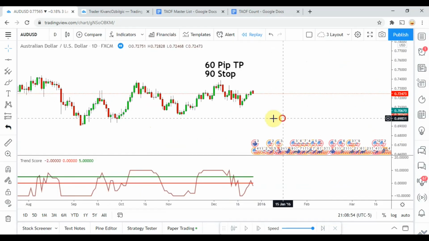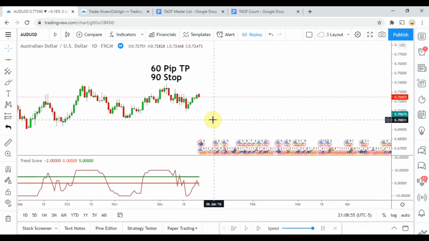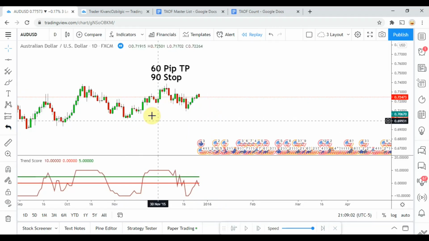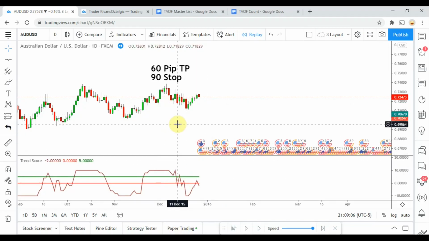So extremely useful. If you're looking for a demo trading account, paper trading account, and you want to know how to open one of those, you just sign up for TradingView, and it comes with that as an add-on for signing up for an account.